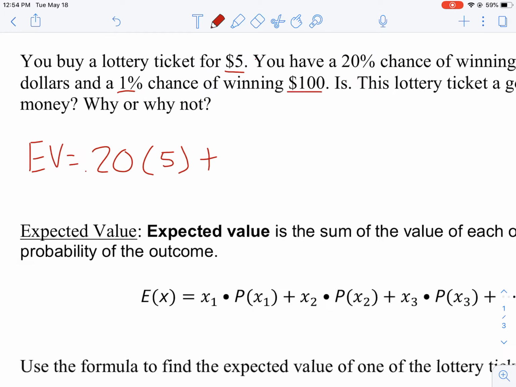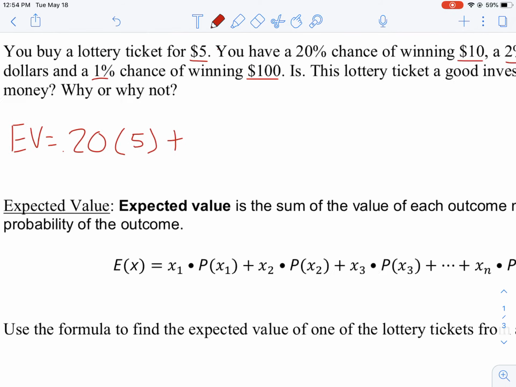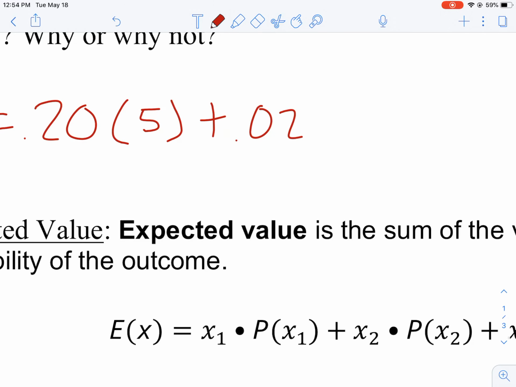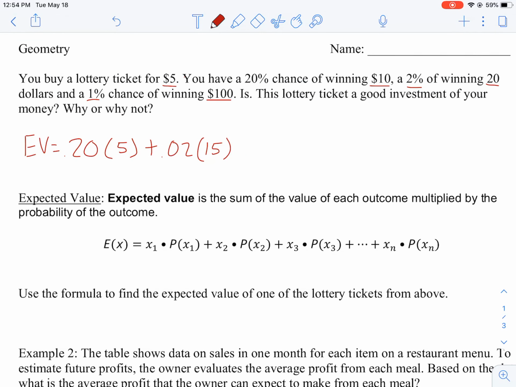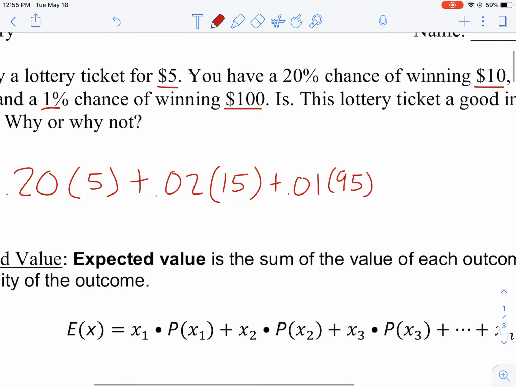So we're gonna add that to, we have a 2% chance of winning $20. So now we wanna put 2% as a decimal, that's 0.02 of winning $20. And again, we spent 5 in order to make that 20. So that's getting us a net total of $15. So we have a 2% chance of making $15, and then a 1% chance of winning $100. So 1%, that's 0.01. Again, we spent the $5, so we're actually only making $95, okay? So those are the three outcomes for winning.